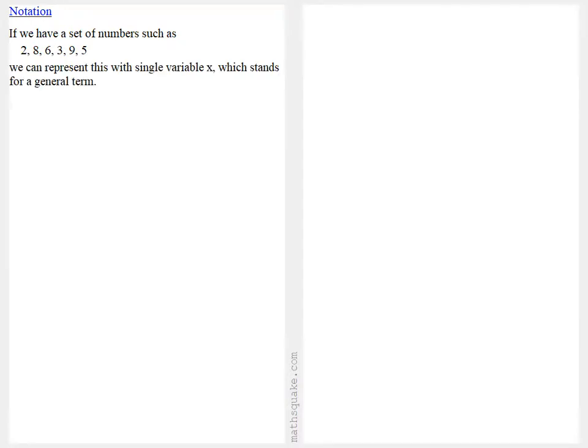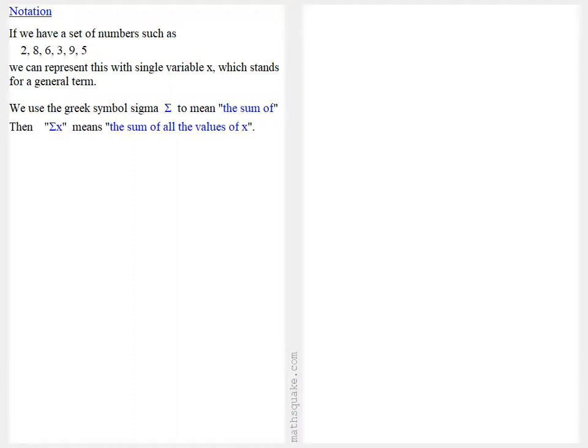Now finally, let's just have a look at some commonly used notation. If we've got a set of numbers such as 2, 8, 6, 3, 9 and 5, we can represent this with a single variable x, which stands for a general term in that group. Now we can use the Greek symbol sigma to mean the sum of. So sigma x means the sum of all values of x. In other words, sigma x is 2 plus 8 plus 6 plus 3 plus 9 plus 5, which is 33.